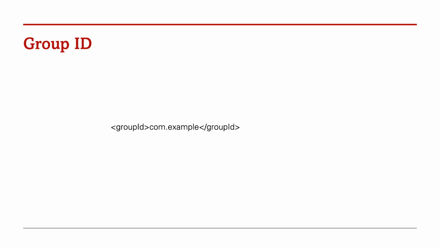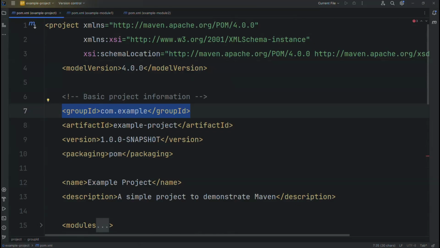groupId. The groupId element in a Maven pom.xml file specifies the unique identifier for the group or organization that owns the project. It helps to differentiate projects that have similar artifact IDs but belong to different organizations or groups. The groupId typically follows the reverse domain name convention to ensure uniqueness. For example, if your organization's domain is example.com, you would use com.example. This convention helps prevent naming conflicts between different organizations' artifacts in the Maven repository.